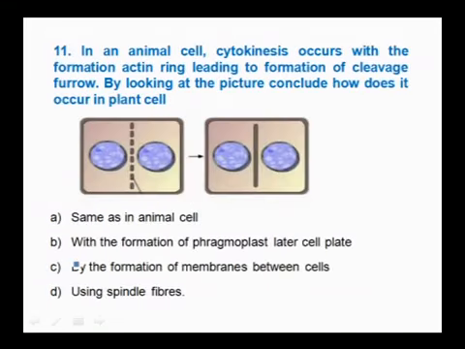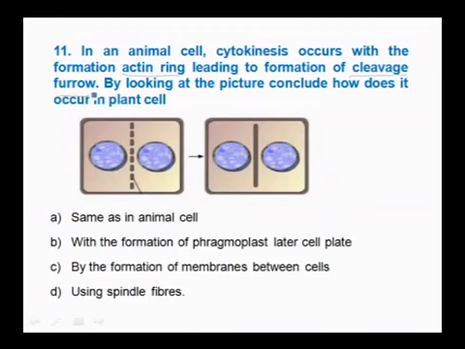Now the 11th question, it is regarding cytokinesis. In an animal cell, cytokinesis occurs with the formation of actin ring leading to the formation of cleavage furrow. So they have explained how cytokinesis occurs in animal cell. So in animal cells cytokinesis will be formed by actin ring, which will lead to the formation of cleavage furrow.